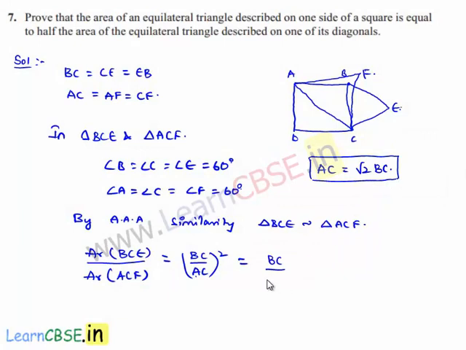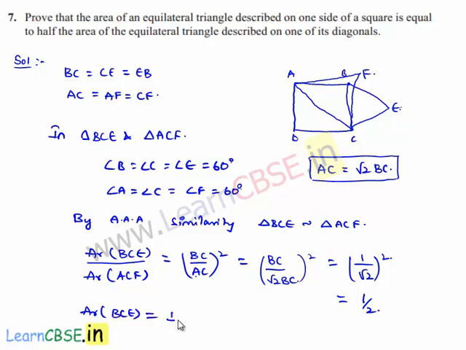So let us substitute that: BC by (root 2 BC) whole square, that is equal to, BC and BC in numerator and denominator will be cancelled, and (1 by root 2) whole square will be left. 1 by root 2 whole square is nothing but half. So here we got area of triangle BCE is equal to half times area of triangle ACF. Here BCE is the triangle described about the side and ACF is the triangle described about the diagonal of the square.